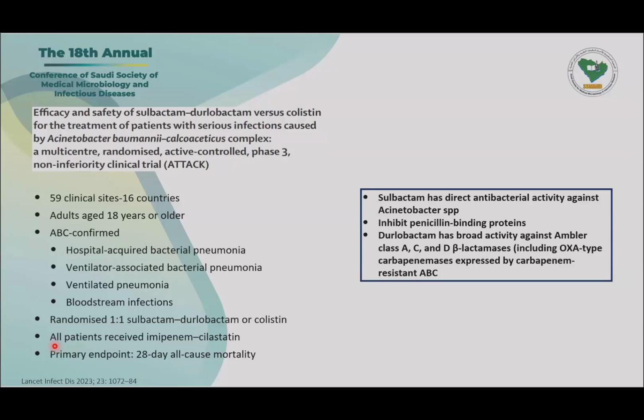Just a quick note about this novel product. Sulbactam, as you know, has direct antibacterial activity against Acinetobacter. It inhibits penicillin-binding protein. Durlobactam is a novel beta-lactamase inhibitor. It has activity against class A, C, and D, including the OXA-type carbapenemases, which is commonly seen with Acinetobacter.